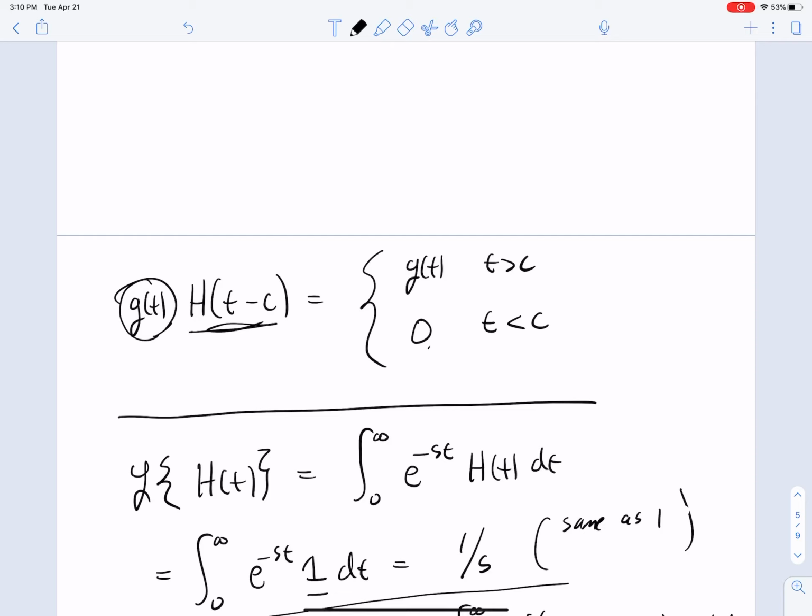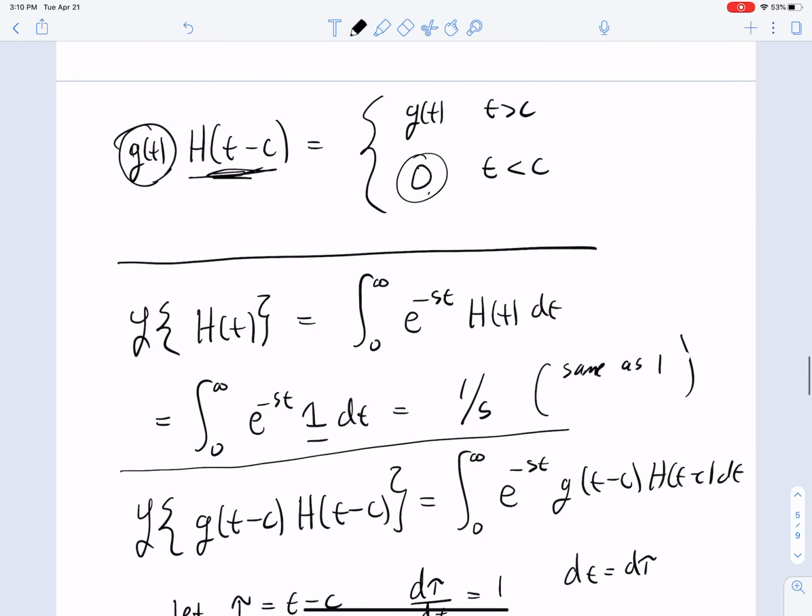Because it's 0 before here, it gets zeroed out, right? So whatever this is over here before c doesn't matter at all. And then at c, it'll jump up to this height that we control with the g of t. So you can see how we're building up more complicated functions using this simple Lego Heaviside function there.